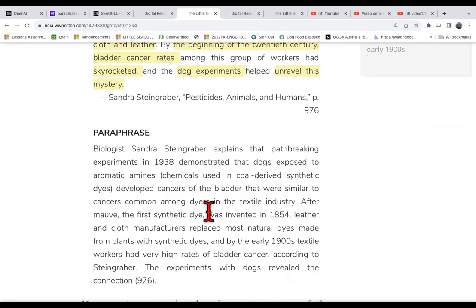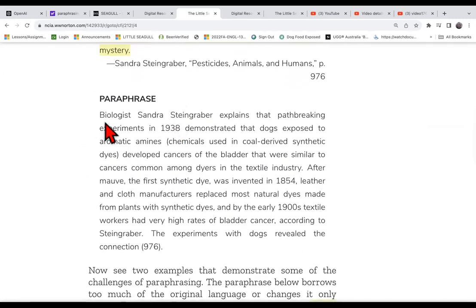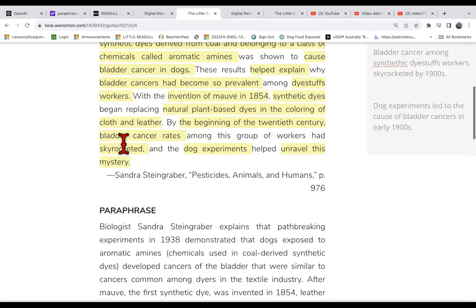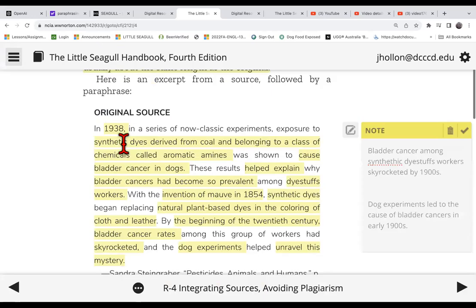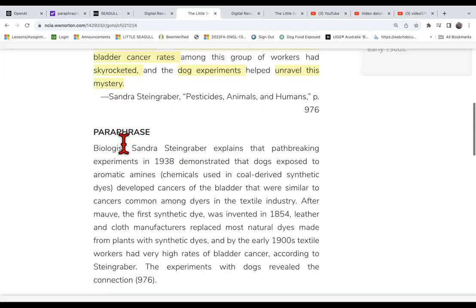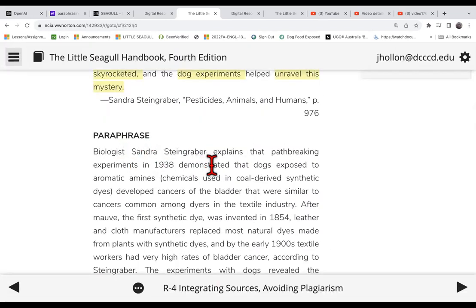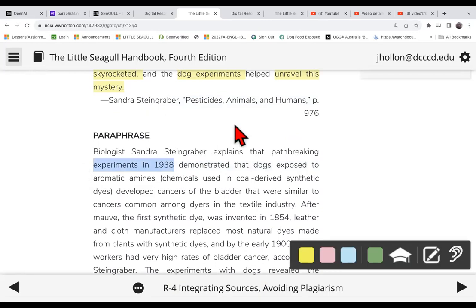Okay, now this is what a person wrote. It won't let me do a word count, but if you notice, they're about the same length. Biologist Sandra Steingraber explains that path breaking experiments, see, that's her own words, demonstrated that dogs exposed to aromatic amines develop cancer of the bladder.